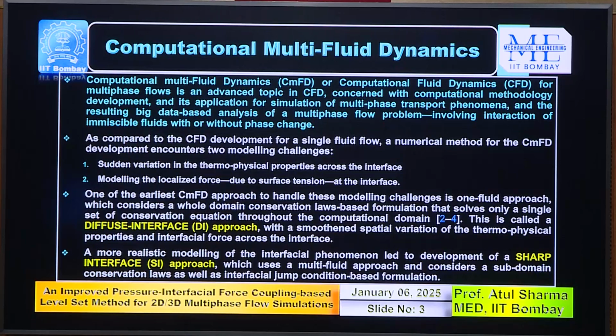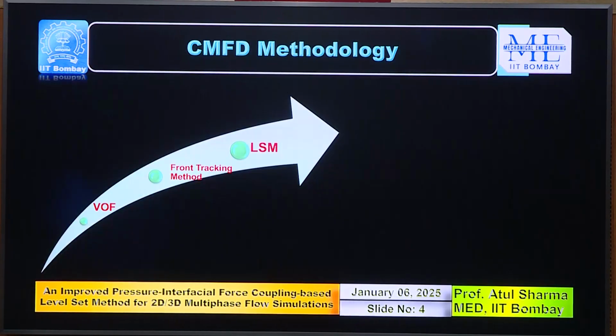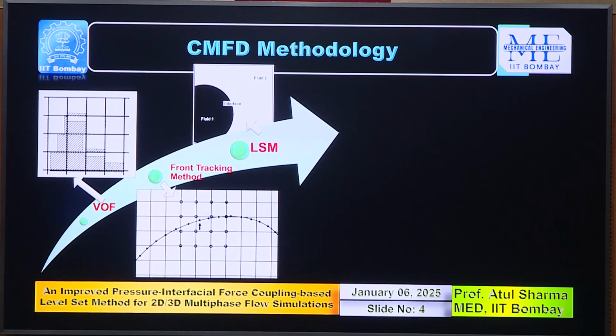As all of us know, force due to surface tension is a surface force. So there is another, more realistic modeling of interfacial phenomena, which is called a sharp interface approach, which uses a multi-fluid approach and considers subdomain conservation laws as well as an interfacial jump condition based formulation. Although in multi-phase flow there are a lot of computational methods, these are one set of numerical methods for separated flows, starting from volume of fluid to front tracking method to the level set method.